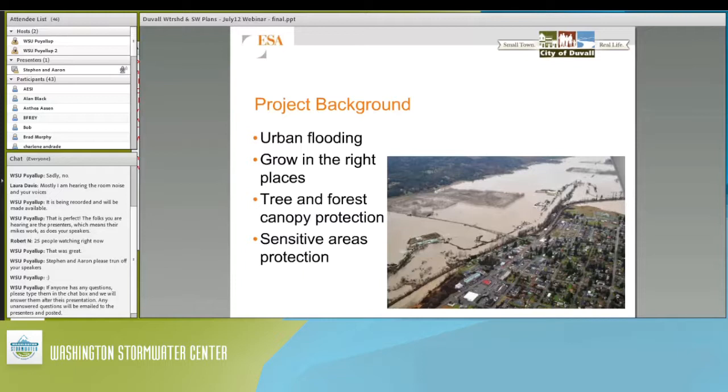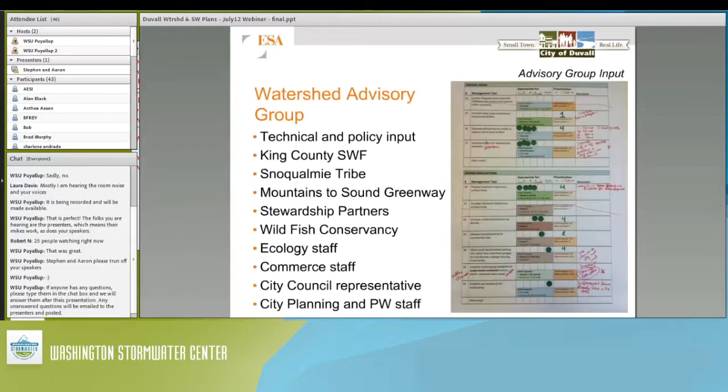The project was not directly in response to any one state mandate or local planning requirement, but was more seen as an opportunity to take an integrated approach, thinking about multiple planning efforts in a watershed landscape assessment. The Watershed Advisory Group that was established for the project provided both technical and policy input. There were 8 meetings throughout the project.